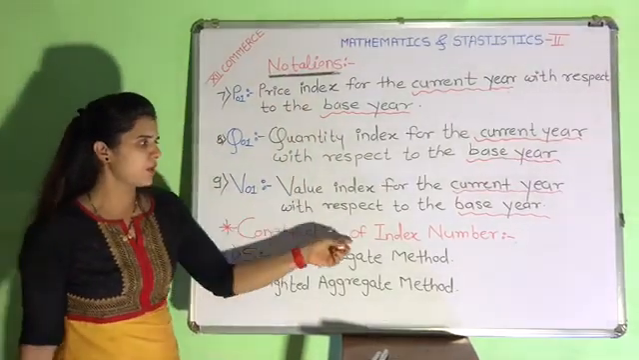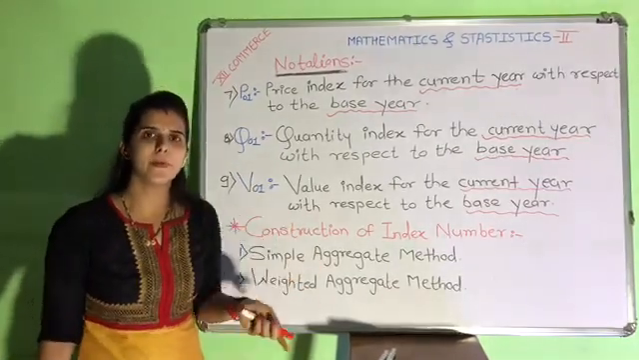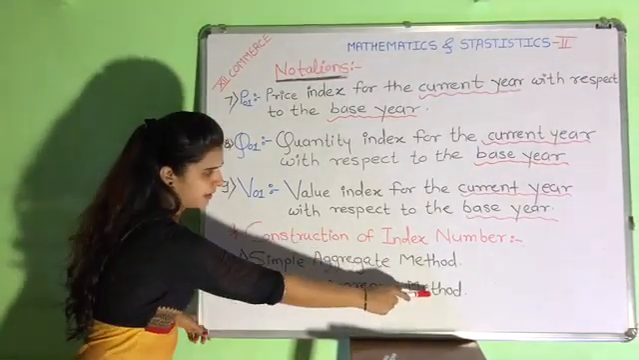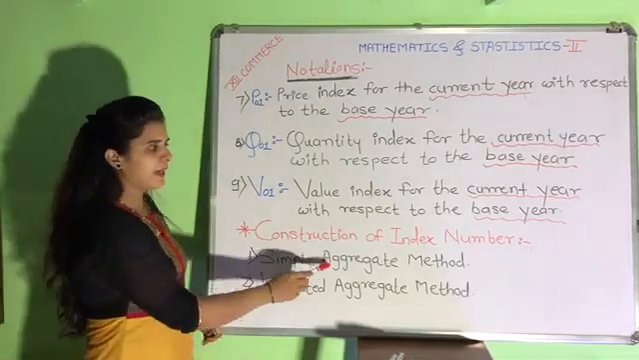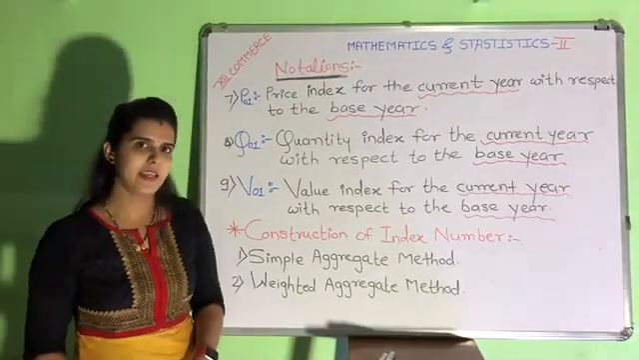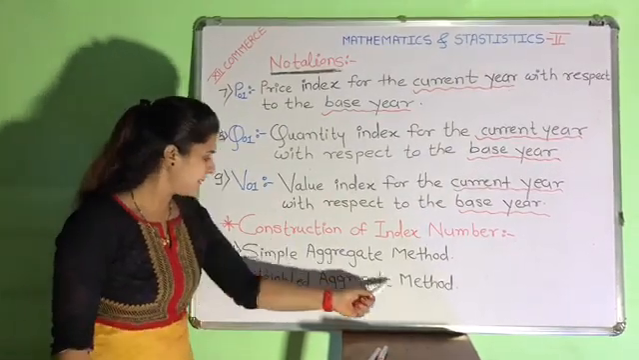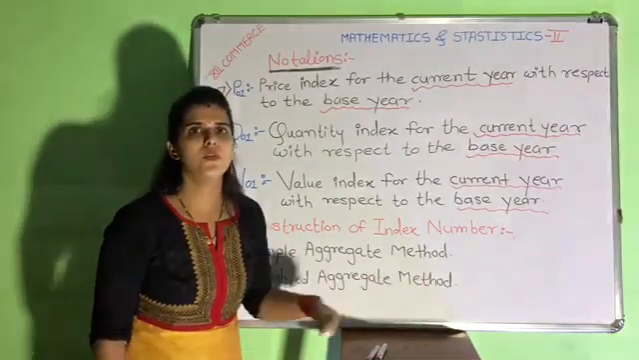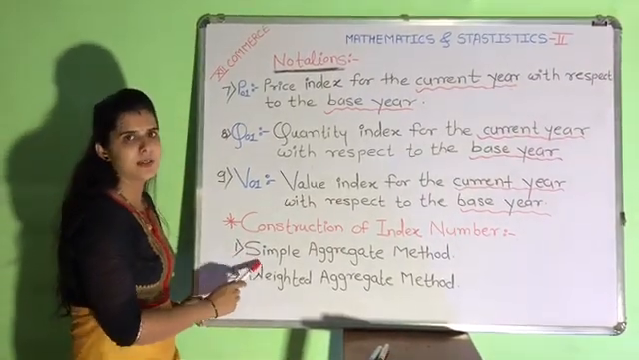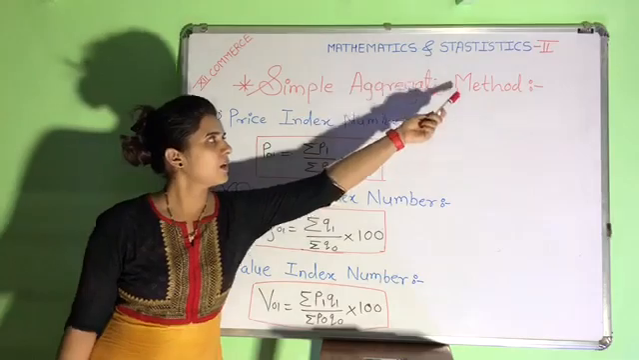Next is construction of an index number. There are 2 methods of index number. First is simple aggregate method, and second is weighted aggregate method. Simple aggregate method से हम लोग फर्स्ट एक्सरसाइज 5.1 सॉल्व करने वाले हैं. So for 5.1 you need only first method, and weighted aggregate method से हम लोग 5.2 and 5.3 सॉल्व करने वाले हैं. Next, we will start first simple aggregate method. First method is simple aggregate method.